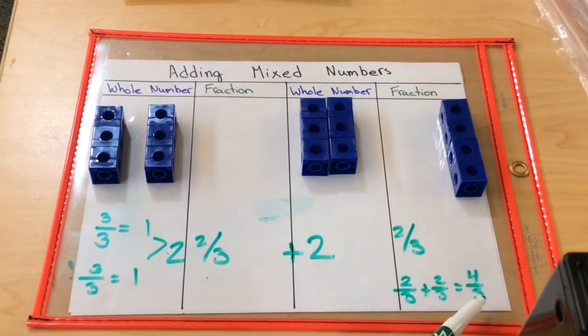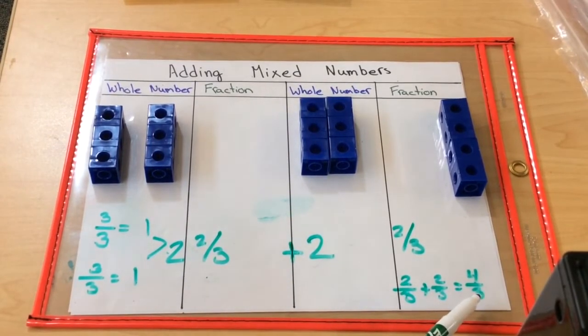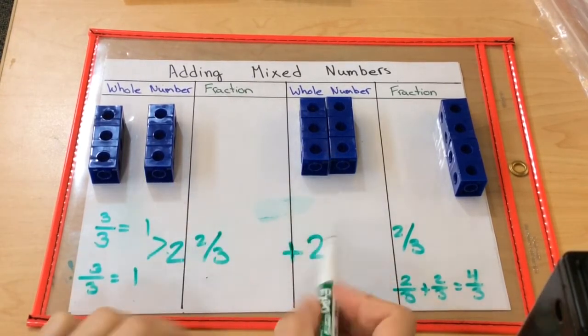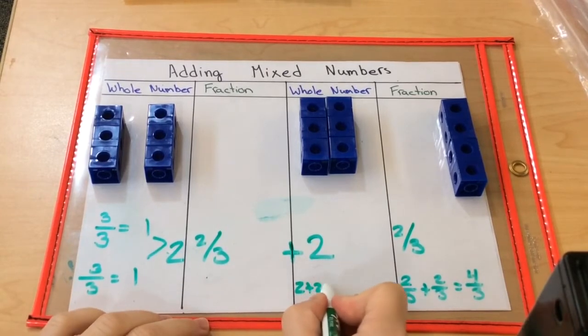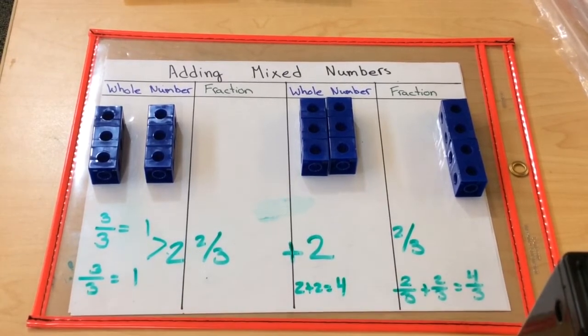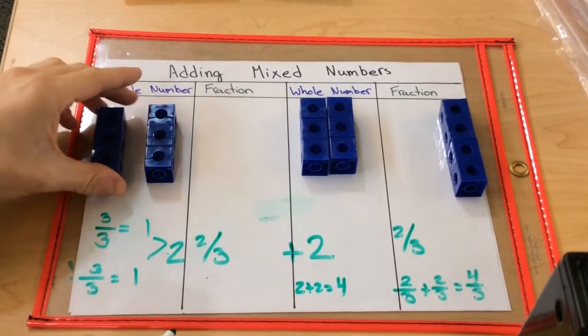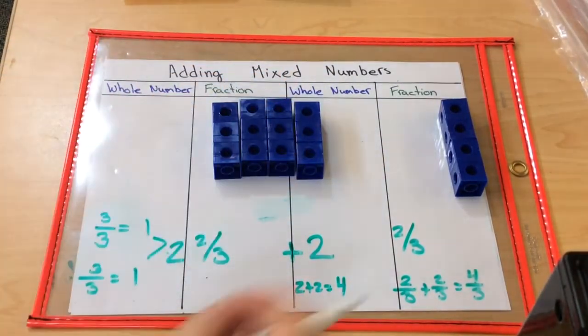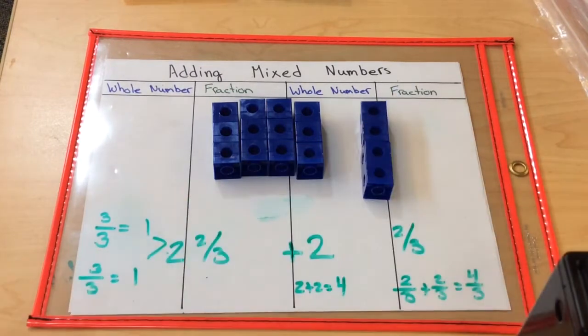I see that I have an improper fraction. This is greater than 1 whole. Okay, we'll come back to that in just a moment. I'm now on to my whole numbers. 2 plus 2 is equal to 4. So now I can smush it together. I had 4 wholes, 1, 2, 3, 4, and 4/3.